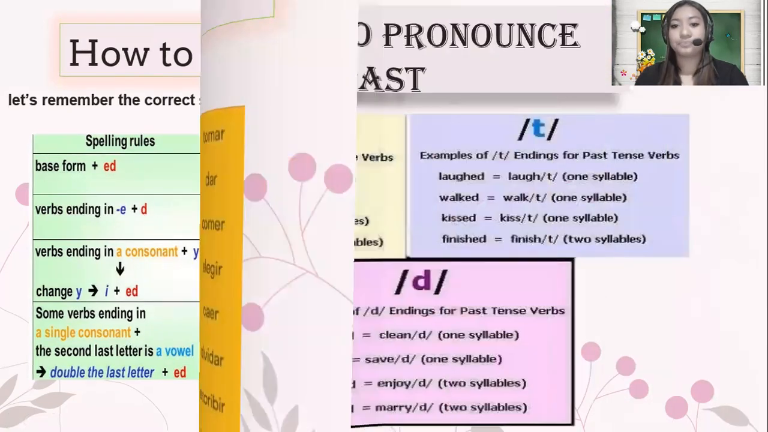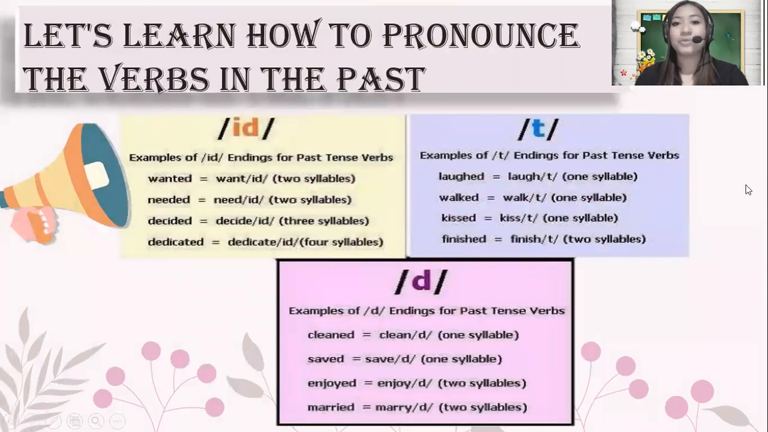Let's continue. Let's learn how to pronounce the verbs in the past. For having a good pronunciation, there exist three simple rules that we have to follow. So, rule number one: for all of the verbs ending in an unvoiced sound, we have to add a T sound for the correct pronunciation.